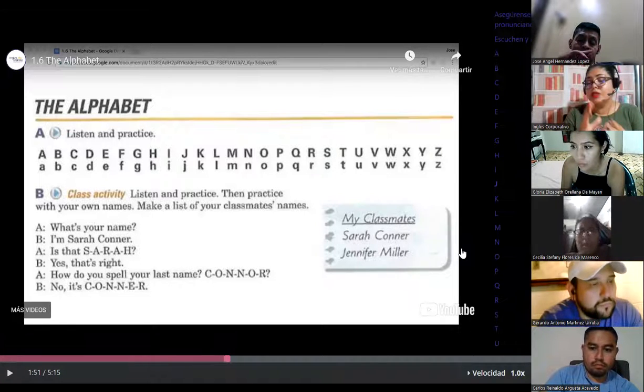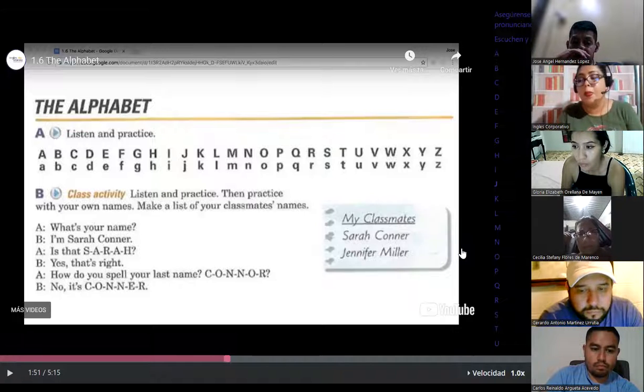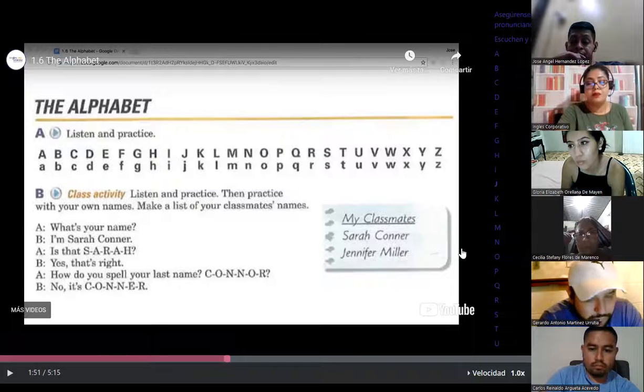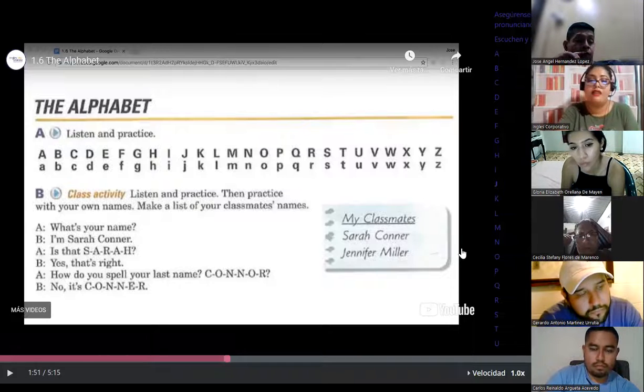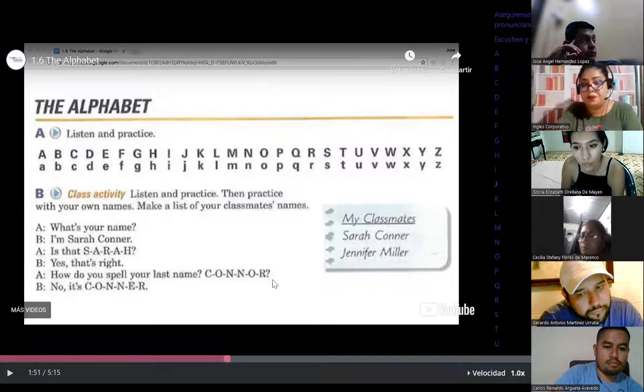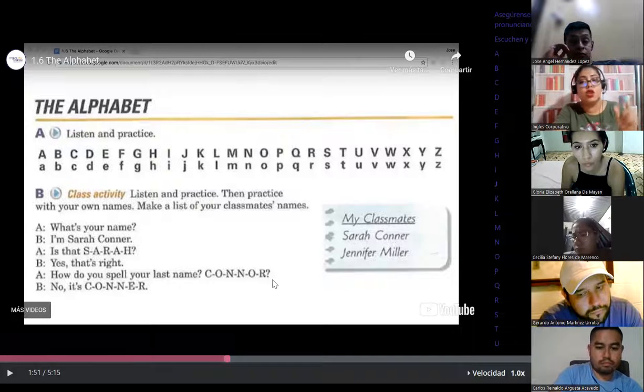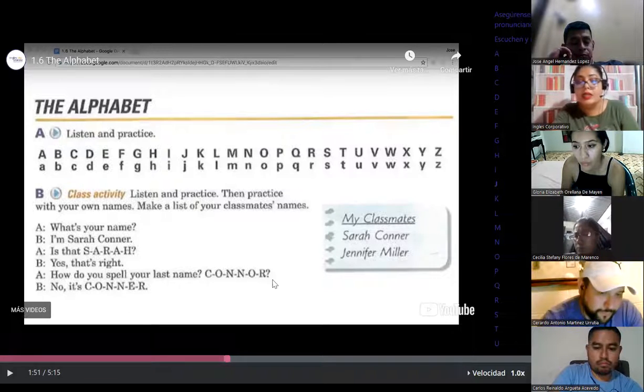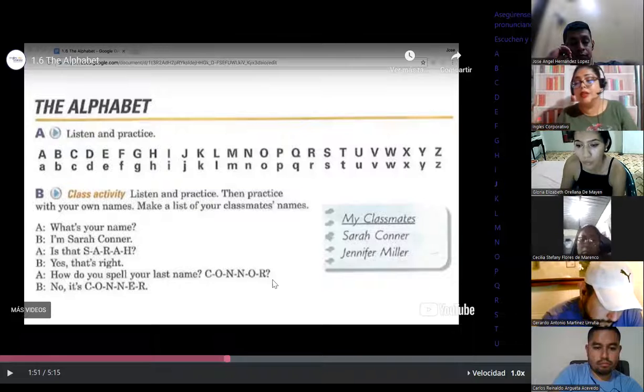Vamos a buscar 10 nombres. Vamos a tener nuestro listado de 10 nombres. Y vamos a hacer el spelling. Vamos a tener la práctica de lo que es el deletreado de estos nombres. Entonces, por eso es que vamos a volver a escuchar la pronunciación del alfabeto. En este caso, solo vamos a escuchar la pronunciación. Ya no vamos a escuchar la explicación del website que vieron ustedes al final del video, que es para que ustedes puedan practicar.